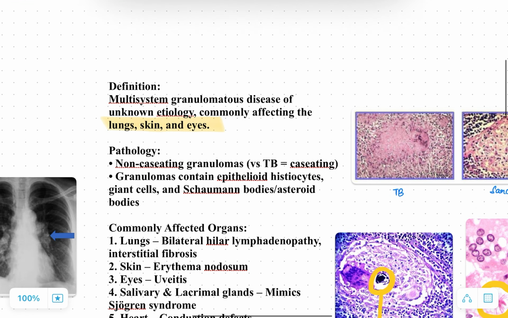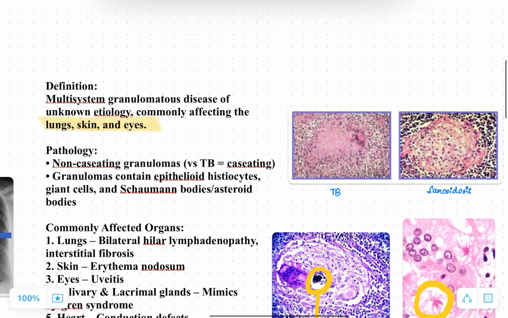So the pathology is a non-caseating granulomatous disease, versus tuberculosis, which is a caseating granulomatosis. So we can differentiate these two by caseating and non-caseating. Non-caseating granulomas are seen in sarcoidosis. In this picture we can see a non-caseating granuloma, which is seen in sarcoidosis. This is a caseating granuloma seen in tuberculosis.